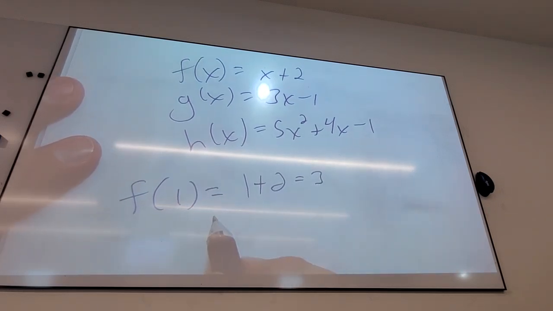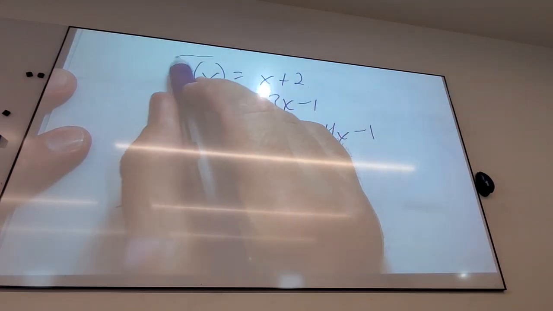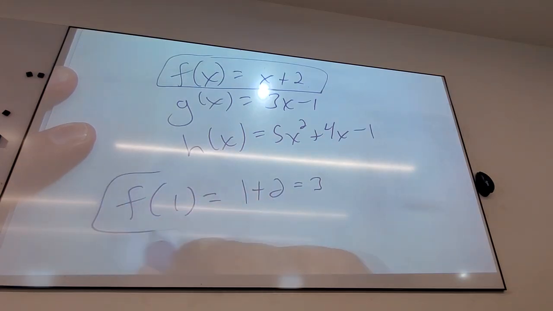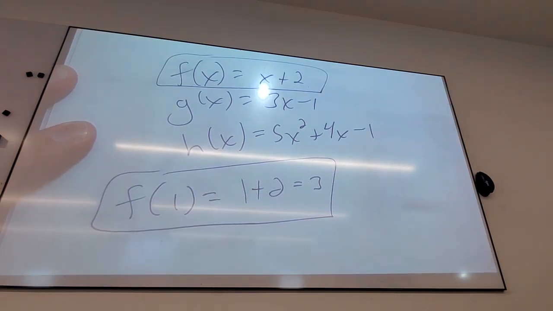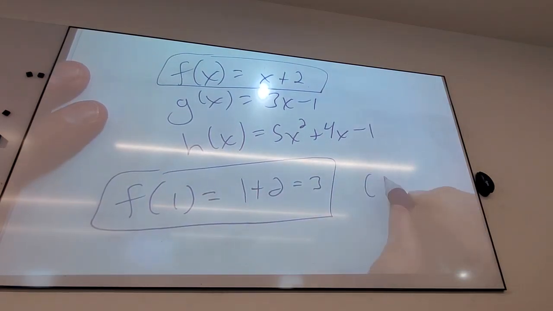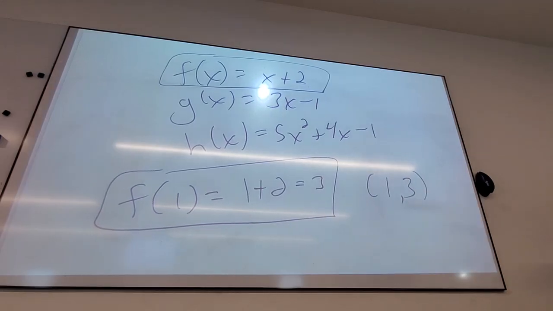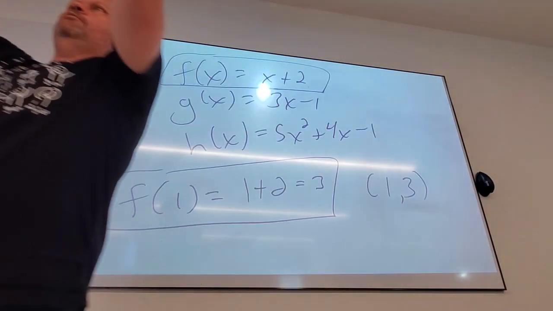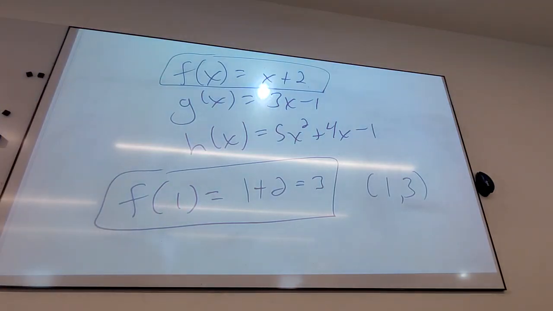So can I see the point that this function goes through? What was my input? In this expression right here, can you tell me what the input was? What did I input? 1, and what was the output? 3. So that's the other advantage function notation has. I can see on one line what I put in and what I got out.